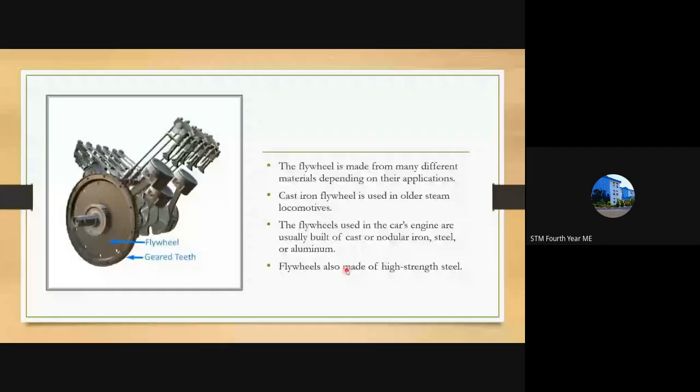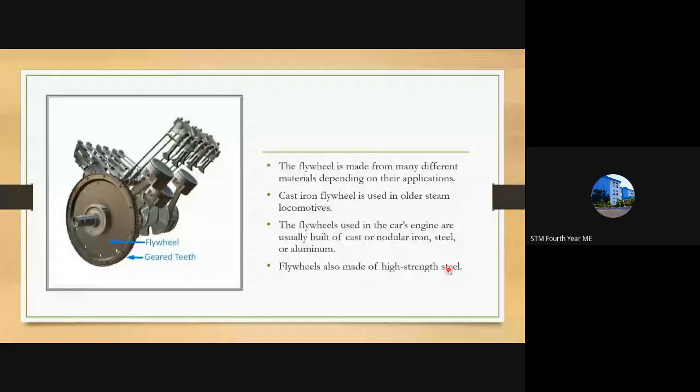Flywheels made of cast iron were used in older steam locomotives. In car engines, cast or nodular iron, steel, or aluminium is used. And high strength steel flywheels are also used in larger engines.